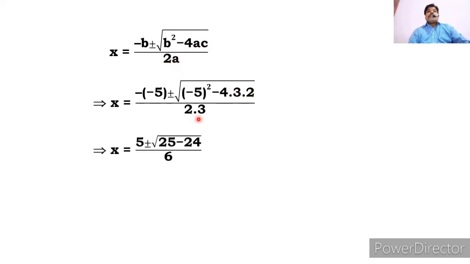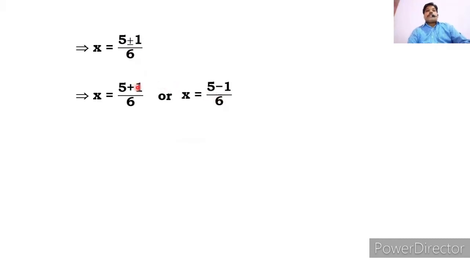Replace those values here and calculate. Minus of minus will become plus 5, plus or minus square root of b square, which is nothing but 25, minus 4 into 3 into 2, that is nothing but 24. So 25 minus 24 is nothing but 1. The square root of 1 is nothing but 1. So automatically we can take 5 plus or minus 1 by 6. We can take the plus 1 and the minus 1 also.